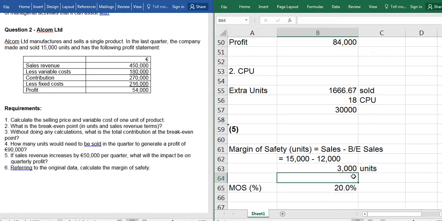What that means is, sales can fall by 20% before the company starts to make a loss. So you have a nice margin of safety there in case anything goes wrong. The selling price might fall, costs might go up, or the volume might fall. So if the volume falls by more than a fifth, then you're going to start making a loss.